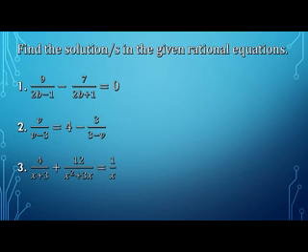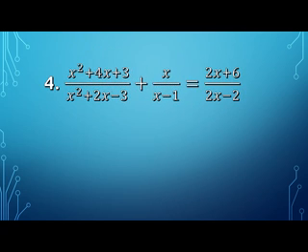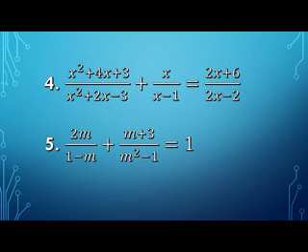Number 3, 4 over x plus 3 plus 12 over x squared plus 3x is equal to 1 over x. Number 4, x squared plus 4x plus 3 over x squared plus 2x minus 3 plus x over x minus 1 is equal to 2x plus 6 over 2x minus 2. Number 5, 2m over 1 minus m plus 3 over m squared minus 1 is equal to 1.